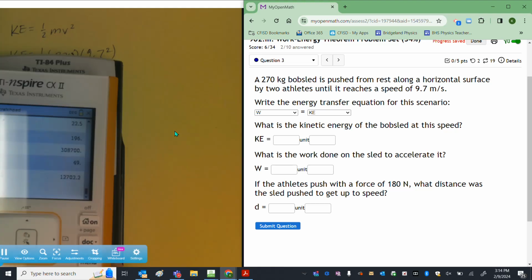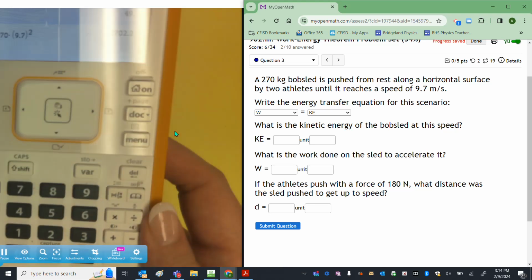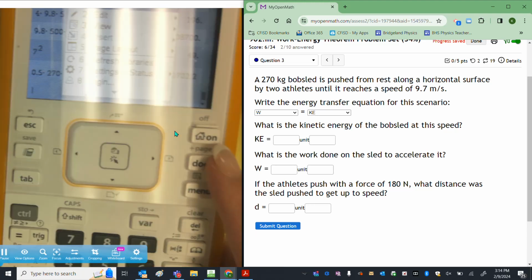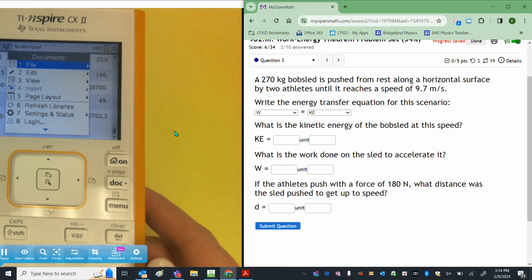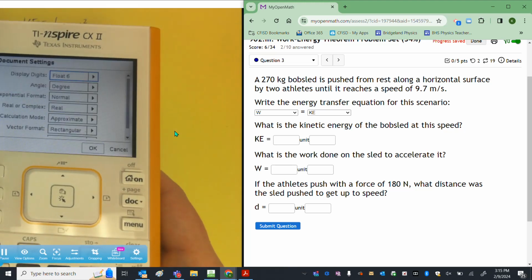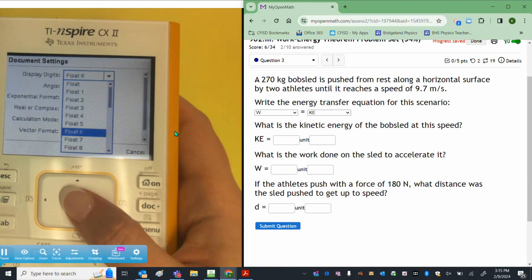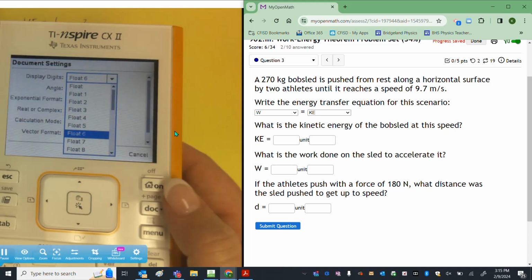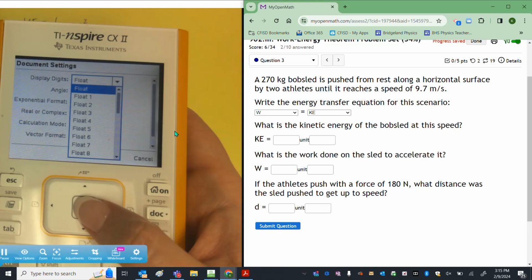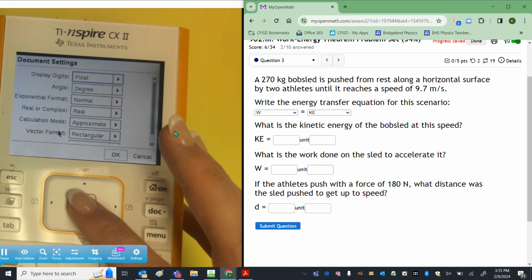So what you have to do is adjust a setting in this calculator. You're going to push this dock button, and then you're going to choose option 7. So I'm trying to get the glare off the screen. There we go. Settings and status, and then option 2, document settings. And it's actually the display digits, the very first menu where it says float 6. That's only allowing me to have 6 digits. I would rather it keep every single digit displayed. So I'm actually going to go all the way up to the top where it's just float. And if you do that, you have to click OK at the bottom.